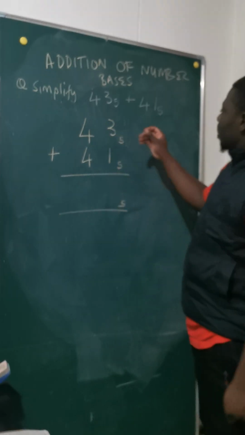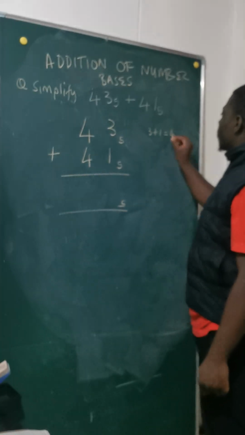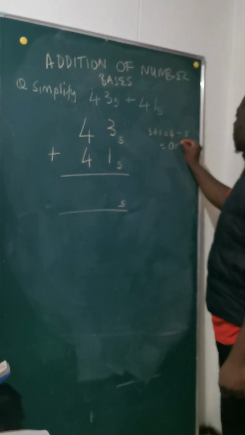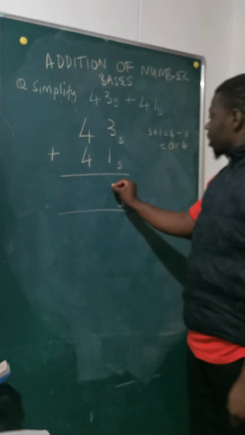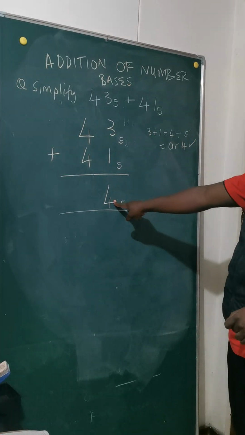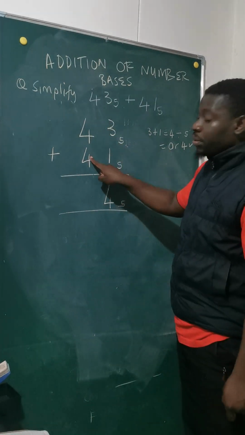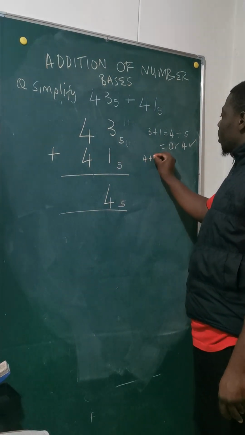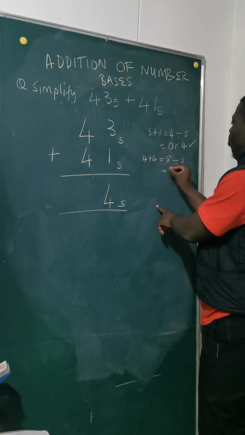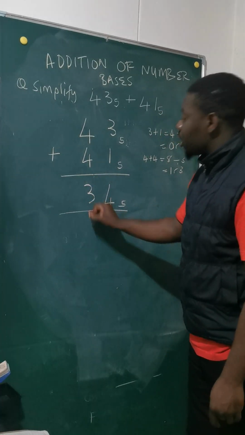Then we say, here we have 3 plus 1, which is equal to 4. Then 4 divided by 5 is equal to 0, remainder 4. So we write 4 here because the 4 is the remainder. Remember, we are picking the remainders and writing them here. Then 0, there is nothing to add here. Then we say 4 plus 4, which is equal to 8. Then 8 divided by 5 is equal to 1, remainder 3. So we write the remainder here, it's 3.